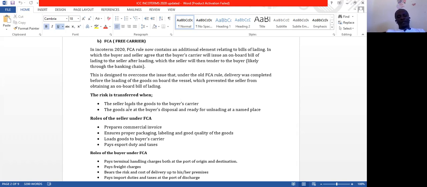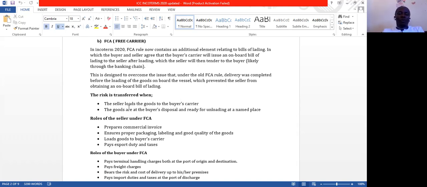Now, the risk is transferred when the seller loads the goods to the buyer's carrier. Okay, the goods are at the buyer's disposal and ready for unloading at a named place. So at this point, you as a seller, you'll bear the risk, and the time when the risk will pass from you is when you load these goods on the buyer's carrier. That is the carrier who has been chosen by the buyer. The moment you load them there, then the risk passes from you to the buyer.